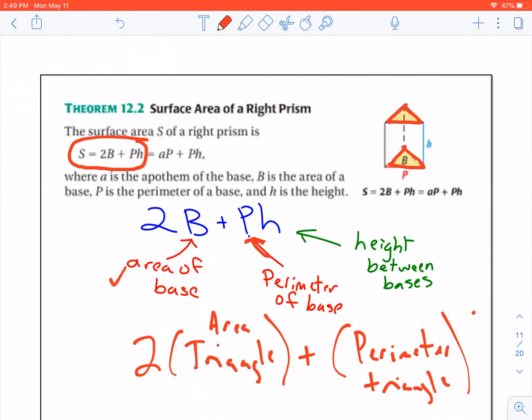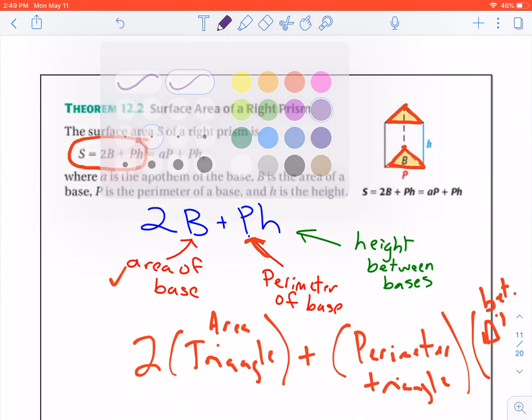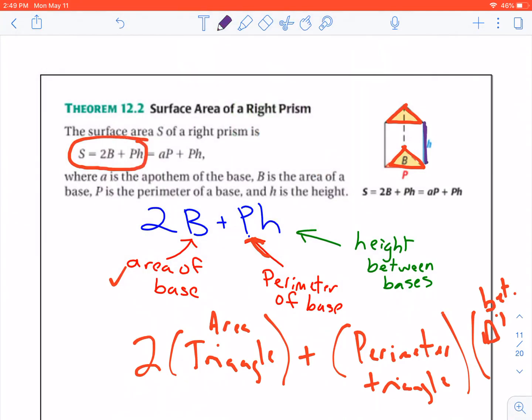Times that height, that h means the height between your bases. So that is the height between the triangles. So I'd want to know this distance from one triangle to the other. That is why that would be my height. Right, so that is the formula that we're going to use.